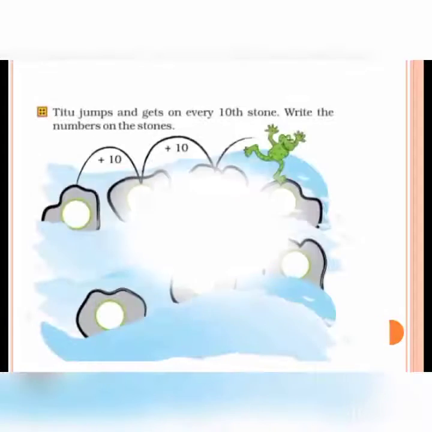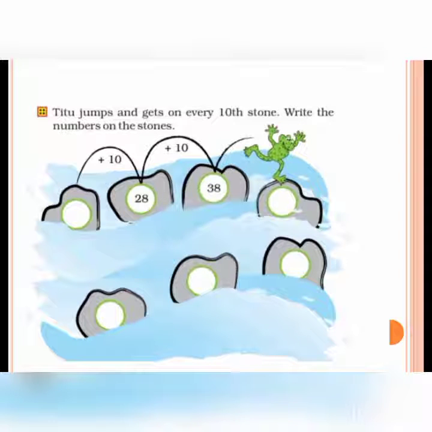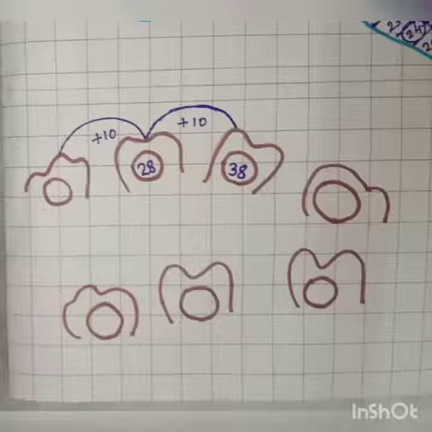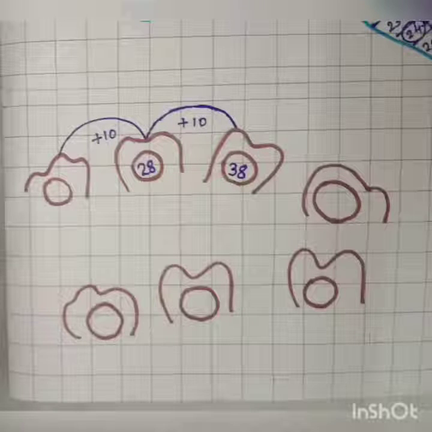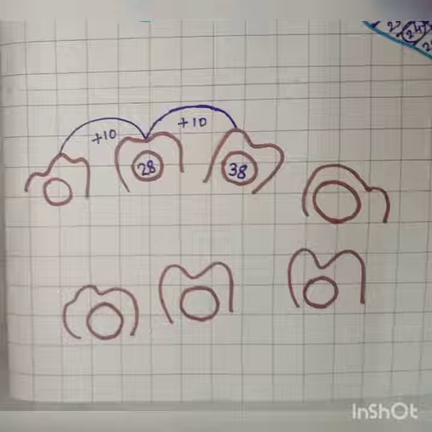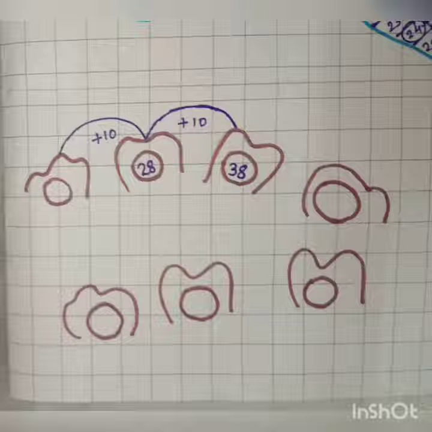Now, second activity on the same page. T2 jumps and gets on every 10th stone. Write the numbers on the stones. Which kind of counting here we have? Yes, counting by tens. Let's solve together. Here we have skip counting by tens. So we have to follow the forward counting of tens.